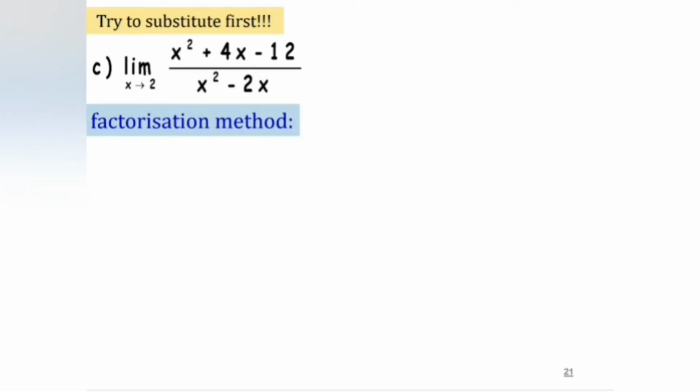Example C. Limit of x squared plus 4x minus 12 over x squared minus 2x. Repeat the same process. Substitute the x value into the function. For this question, you will get 0 over 0. So again, you can't solve the question directly. You have to use the factorization method.